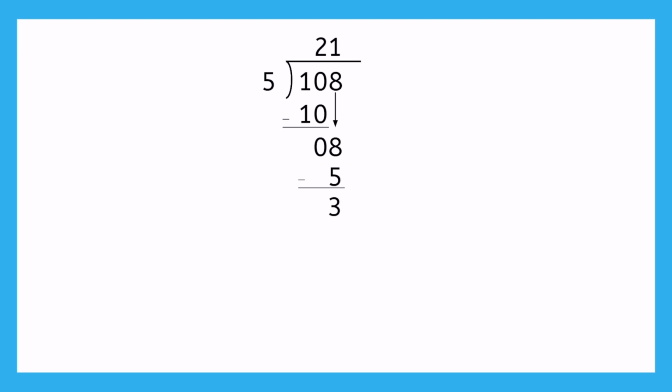Are we done? Not yet. We can write a placeholder 0 here in the tenths place. Add the decimal to the answer line as well so we don't forget about it later, and then bring down that 0, and we can now make exactly 6 groups of 5 from 30. 6 times 5 is 30, and we're down to 0. We've successfully recorded our remainder as a decimal, and we're done dividing. The answer is 21 and 6/10.